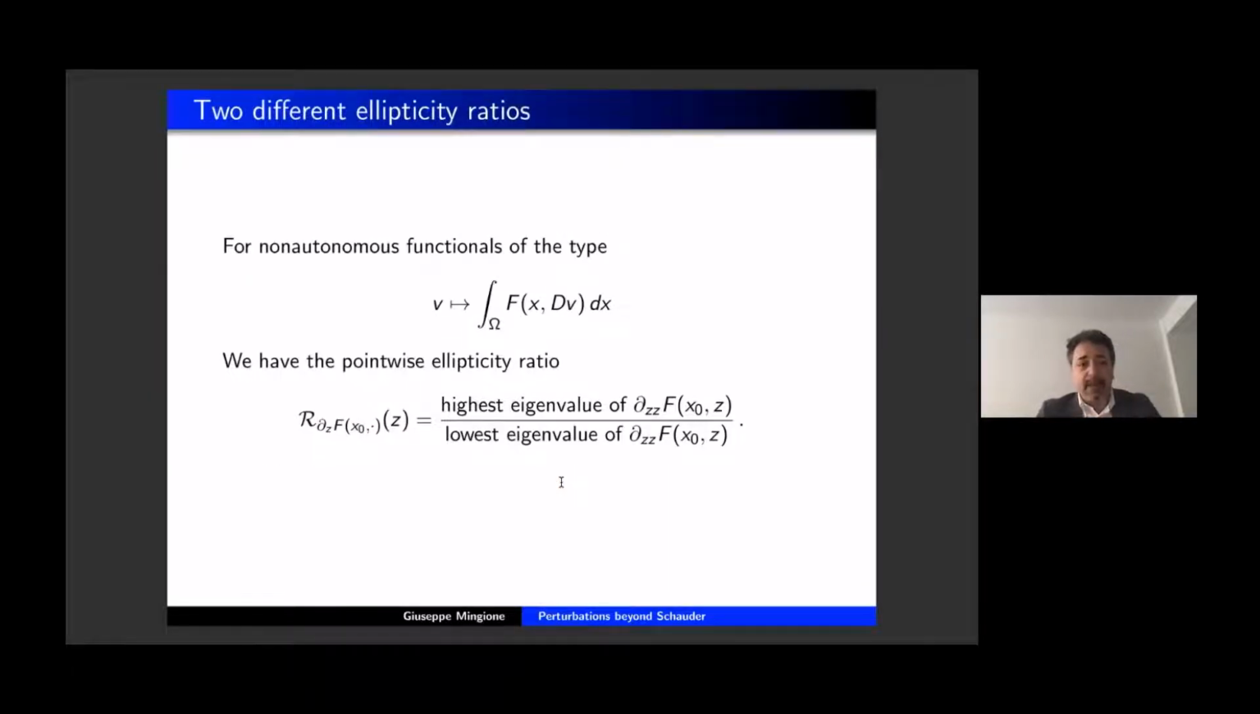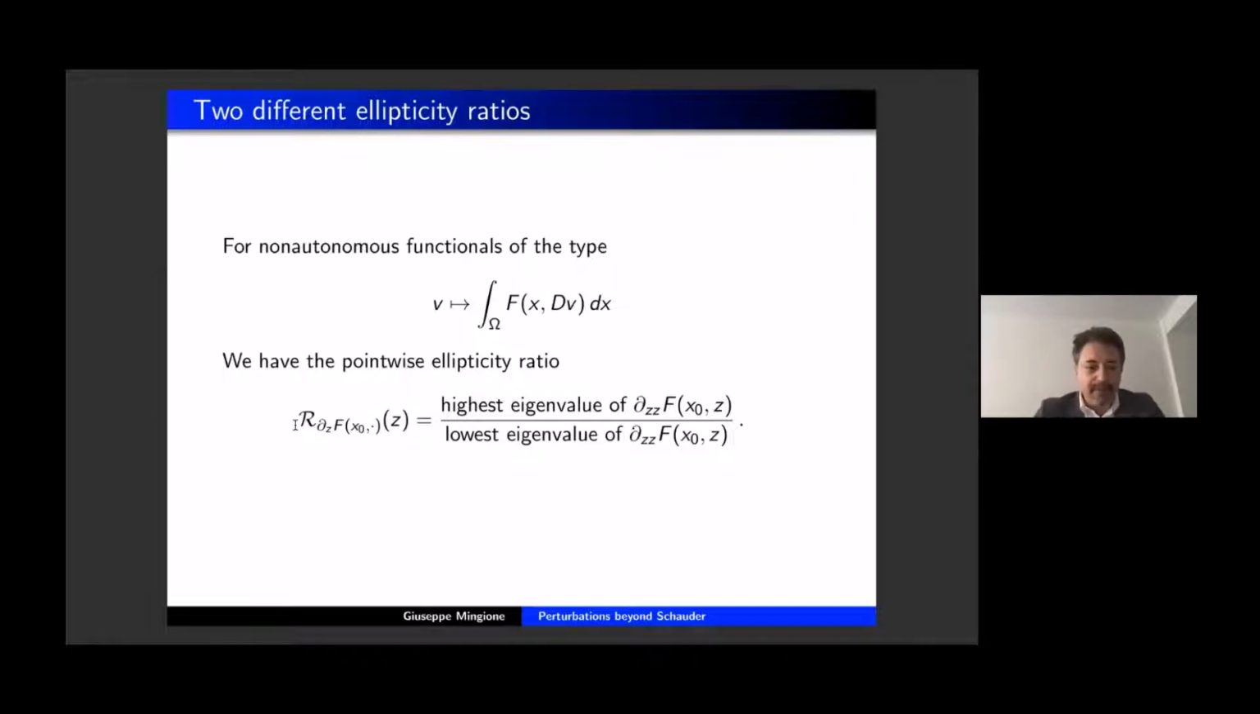Okay, now I would like to go beyond this classification, and I would like to show you a further classification that is, in my opinion, necessary if you want to study non-uniform ellipticity in the realm of non-autonomous functions. So when x is included in the integrand, then we should make a further difference in non-uniform ellipticity.